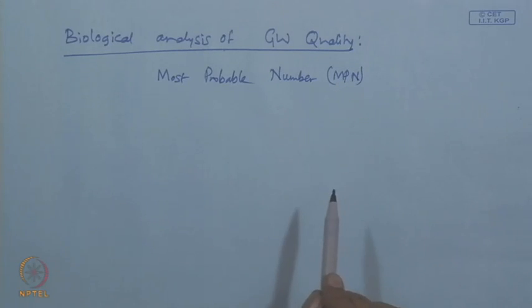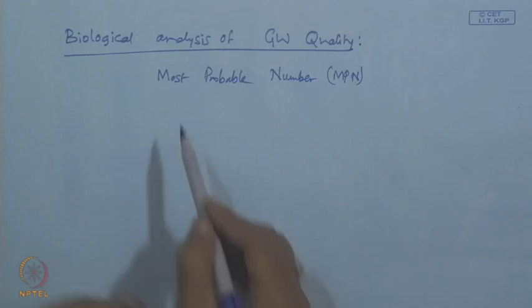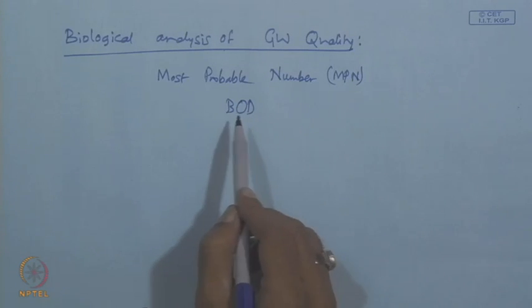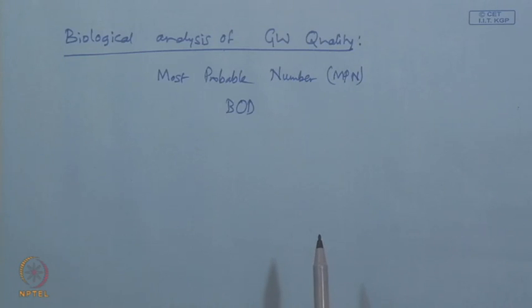To quantify the microorganisms, and also there is what is called BOD. So these are two biochemical oxygen demands. These indicate the two major parameters based on which the biological analysis of groundwater can be done. And accordingly we can classify the groundwater as good, or acceptable, or requiring treatment, and so on.